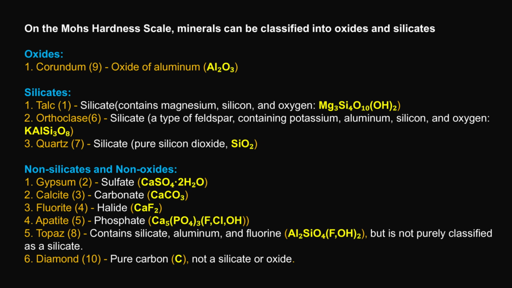Next, we have silicates, which are the most abundant group of minerals in the Earth's crust. Here are some notable examples. Talc, known as the softest mineral, is a silicate that contains magnesium, silicon, and oxygen. It's commonly used in talcum powder. Orthoclase. This mineral is a type of feldspar that contains potassium, aluminum, silicon, and oxygen. It's often found in granite.